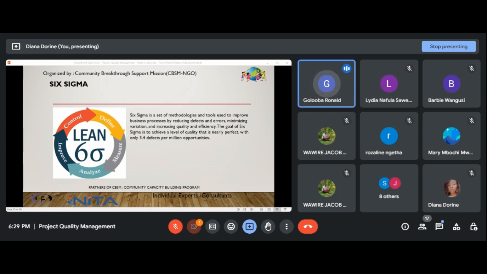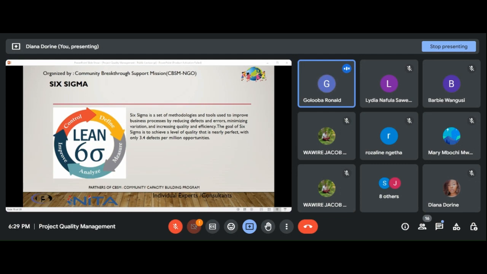So once you've done that, then you improve. Of course, once you've analyzed and interpreted your findings, then you should be able to improve, discover the relationship between the variables, and then you decide on the action steps that you're going to take. Then once you've done that, you still control for quality to ensure that you don't deviate from the set standard. So basically, that is it about the Six Sigma.